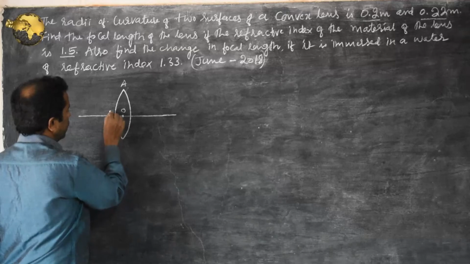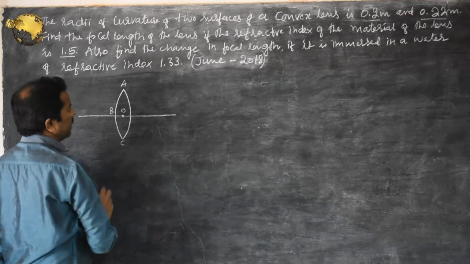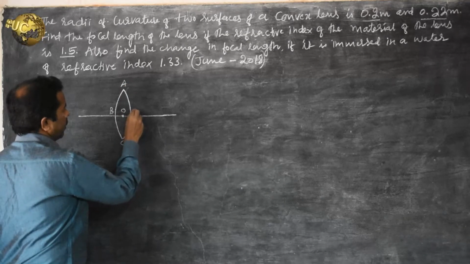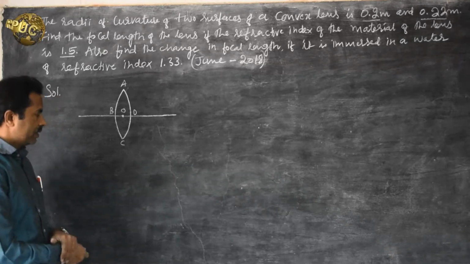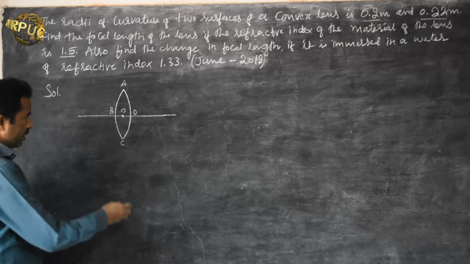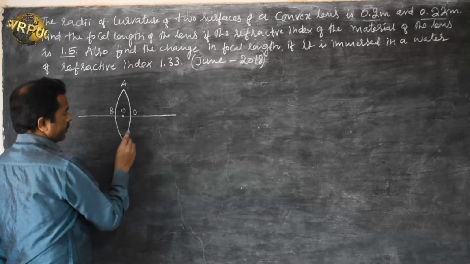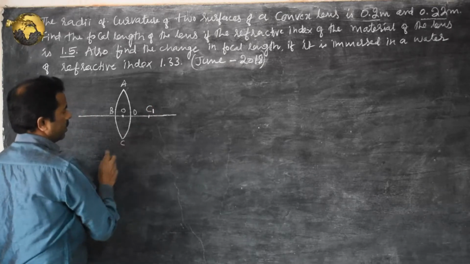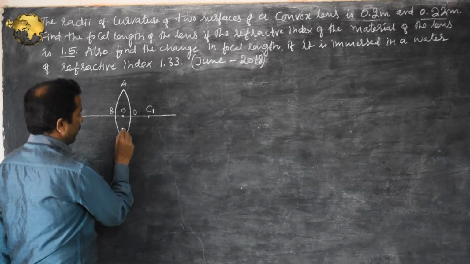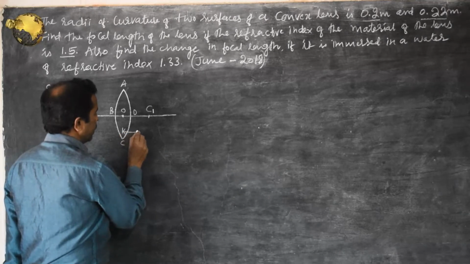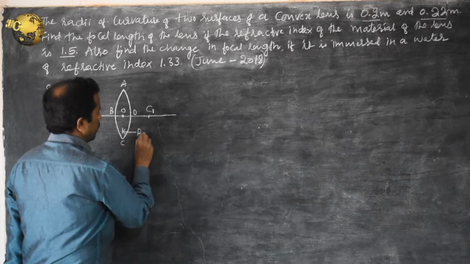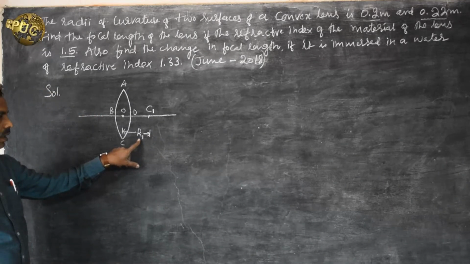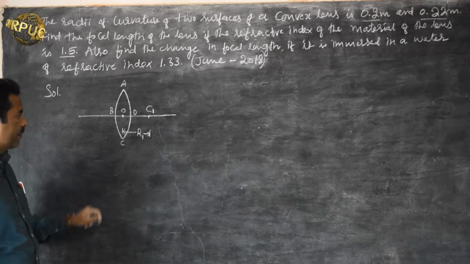So A, B, C is one of the surfaces, and A, D, C is the other surface. Let us consider the first surface. A, B, C has the center of curvature C1, and the distance from the optical center to the center of curvature will be taken as R1, that is the radius of curvature of the first surface.